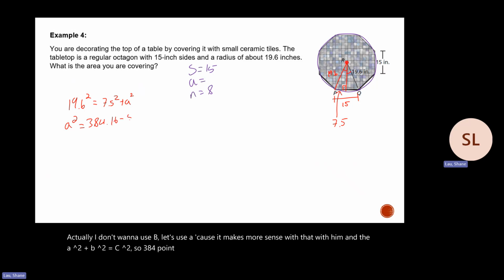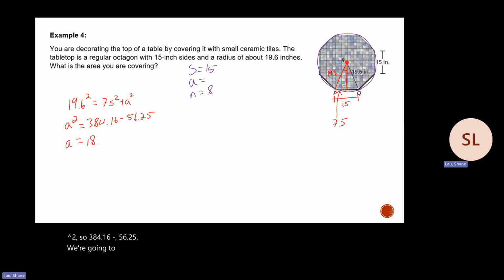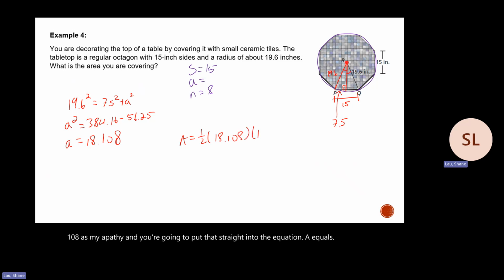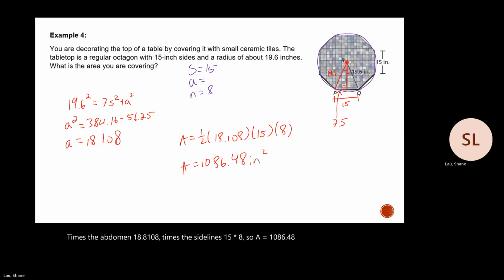So 384.16 minus 56.25. We're going to get a equals 18.108 as my apothem, and you're going to plug that straight into the equation. A equals 1/2 times the apothem, 18.108, times the side length 15 times 8. So A equals 1086.48 inches squared. Okay, very nice.